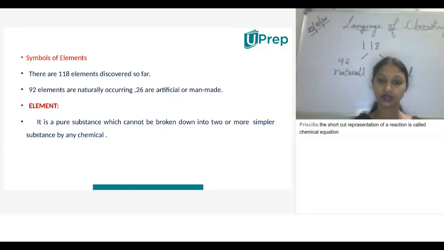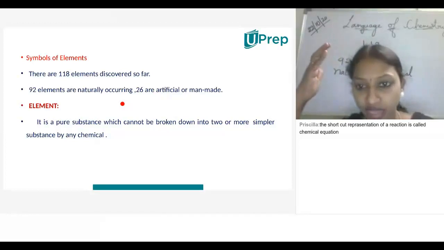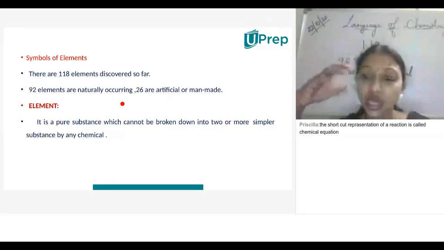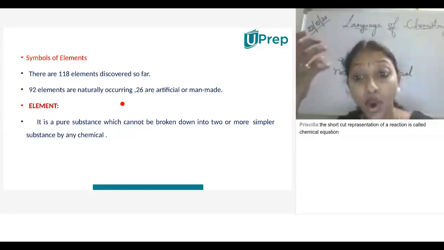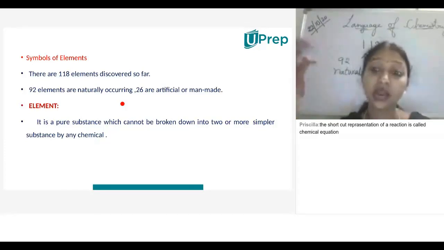Understood? So how many elements are we having, children? 118. Within that 118, 92 are naturally obtained under the crust, either in the form of air, in the form of gases, mixture of gases, or different forms. But 26 are obtained artificially by doing different research. The scientists obtained these 26 artificial elements. Though they are artificial elements, they are considered pure.